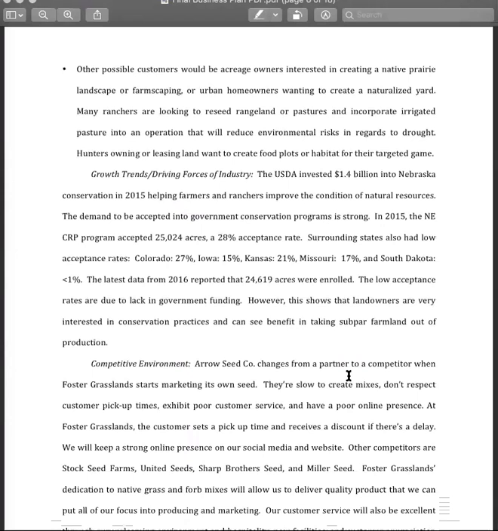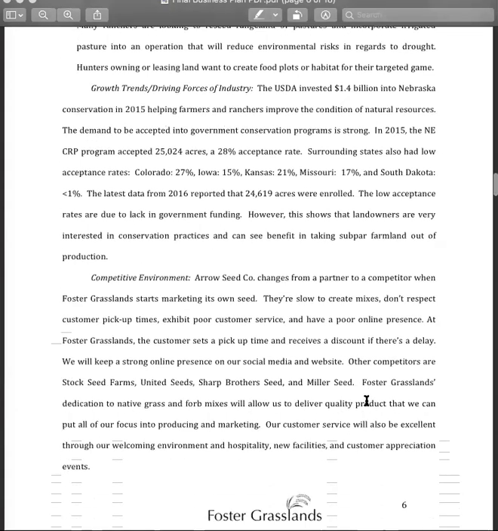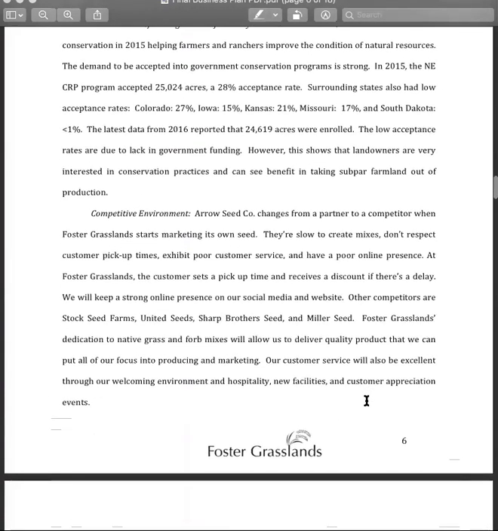So, moving on, the growth trends are a lot of researched numbers and statistics that establish the growth in the industry and the need for my product. For example, I wrote the USDA invested $1.4 billion into Nebraska conservation in 2015, helping farmers and ranchers improve the condition of natural resources. I've also listed acceptance rates into the conservation program, or CSP, and the number of acres that were enrolled each year. In the competitive environment section, I've listed my main competitors and their strengths and weaknesses. This will help me determine my competitive advantages over them.